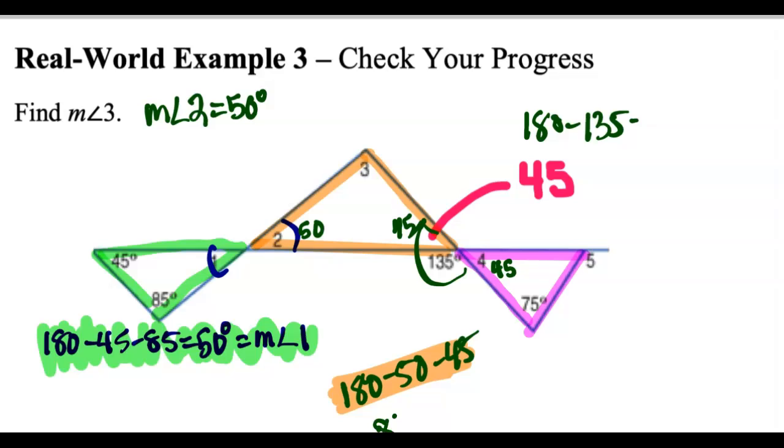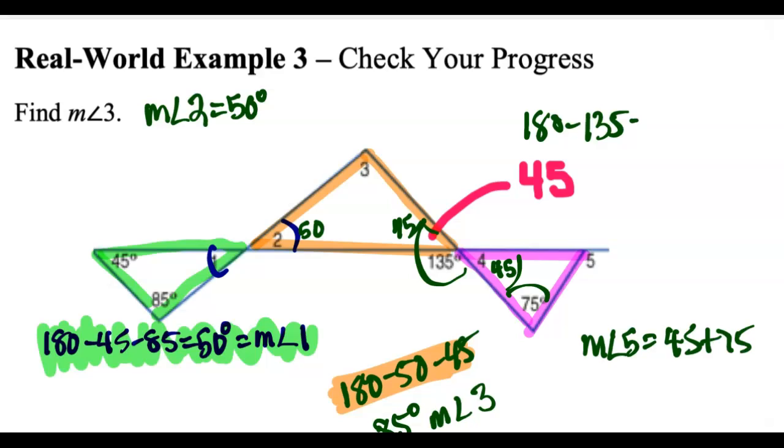85 degrees. And they didn't ask us to find the measure of angle 5, but we're going to use that exterior angle theorem that says the measure of angle 5 is actually going to equal 45 plus 75, which comes up to be 120.